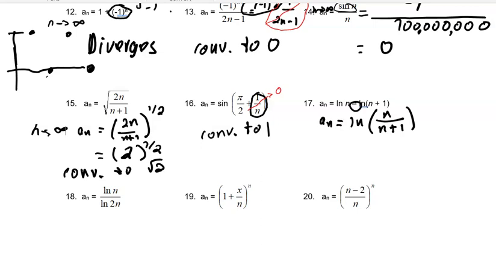And now think, as n goes to infinity, what's going to happen? If we just focus on what's inside the parentheses, this is going to have a limit of 1. And we'd be taking the natural log of 1, which is 0. So this guy would converge to 0.